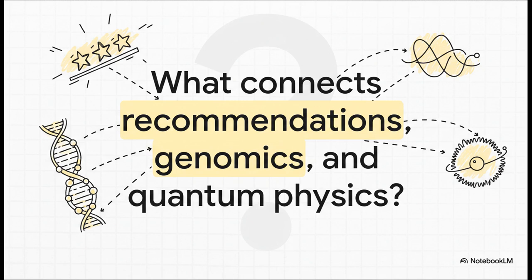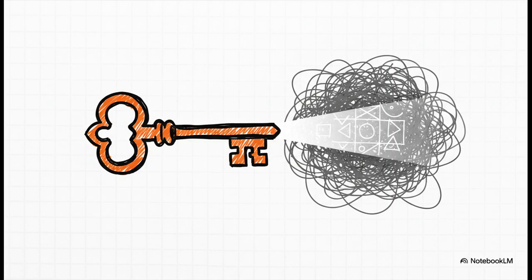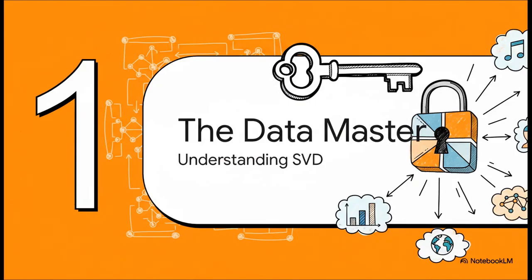Okay, so get this. What could possibly connect Netflix telling you what movie to watch next, scientists processing genomic signals, and physicists trying to understand quantum mechanics? I know, it sounds like the setup for a really bad joke, but the answer is actually pretty profound. The connection is a single mathematical tool. It's kind of like a master key that can unlock the most important patterns hidden inside pretty much any data set you can throw at it. So let's dive into this data master key. What is it really, and why is it so ridiculously effective across so many completely different fields?